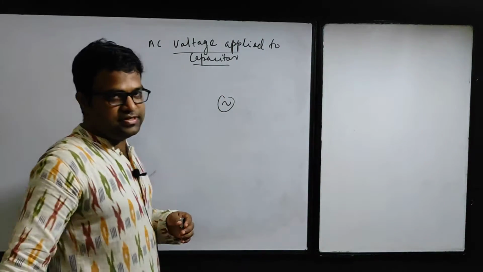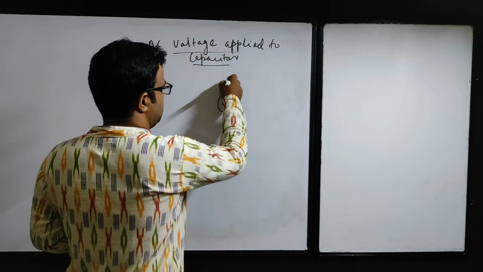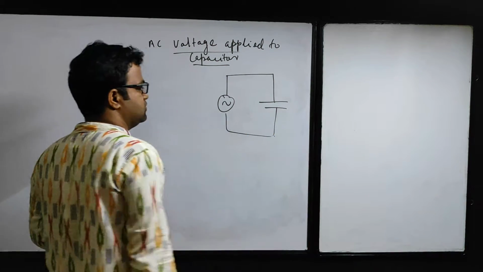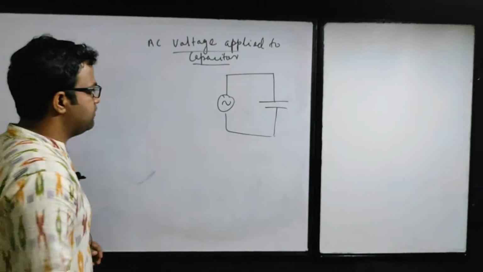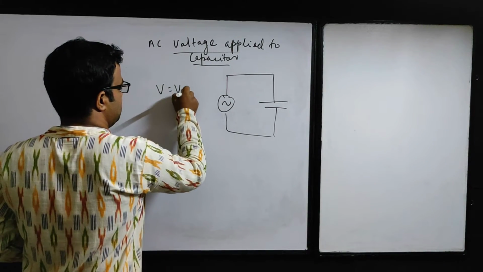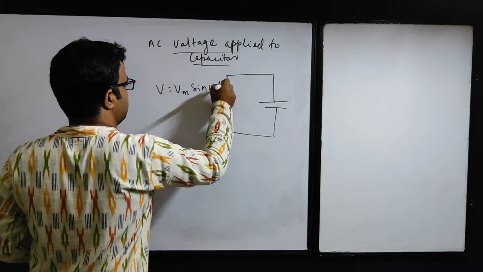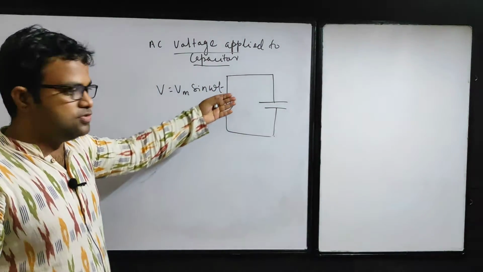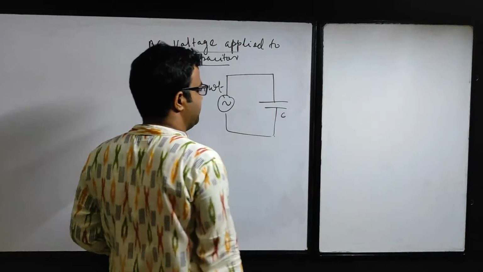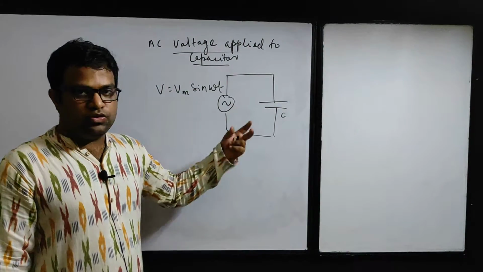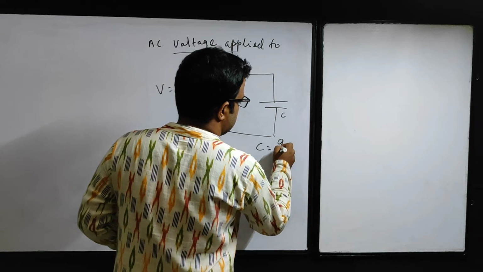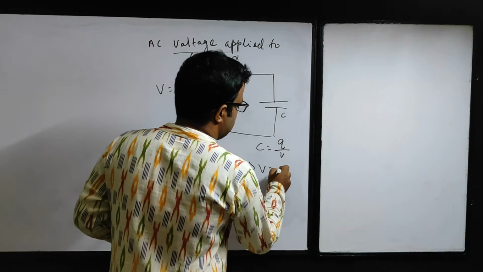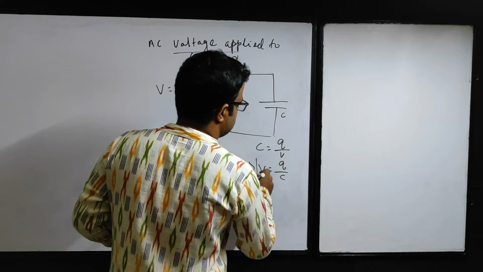This symbol represents your AC voltage, and let's say this is your circuit having a capacitor. Now the AC voltage we are providing to the circuit is, let's say, V equal to Vm sin omega t. This is the oscillating voltage we are providing to the circuit, and this is your capacitor having capacitance C. Now we know that capacitance C equals Q upon V, so the potential developed across the capacitor, V, will be equal to Q upon C.